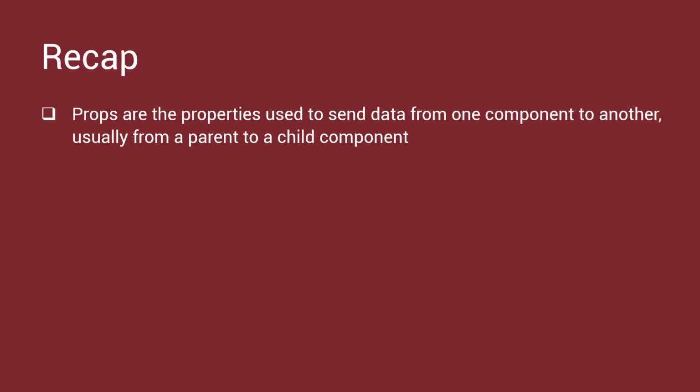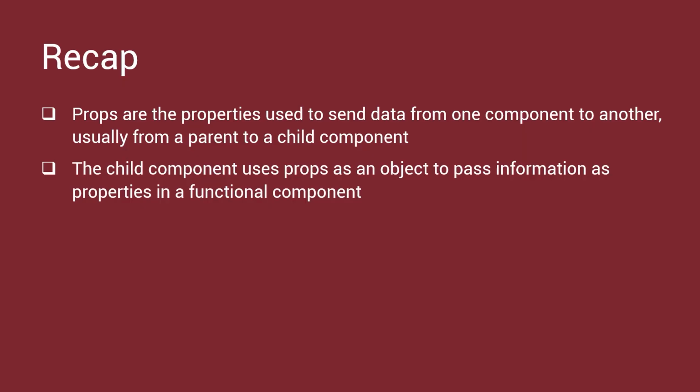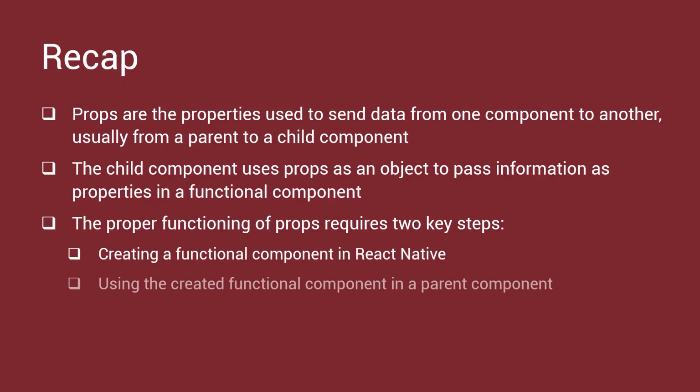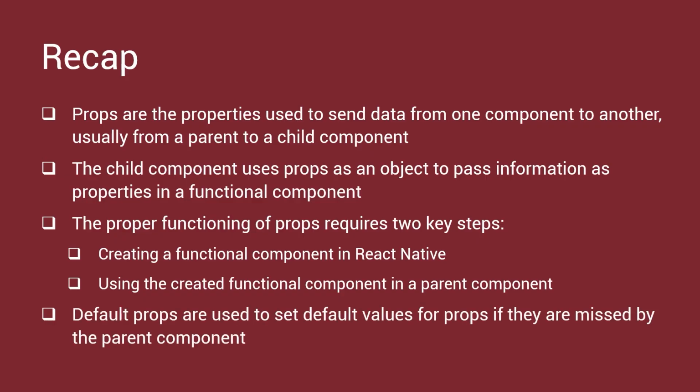In this video, you learned that props in React Native are the properties used to send data from one component to another, usually from a parent to a child component. The child component uses props as an object to pass information as properties in a functional component. The proper functioning of props requires two key steps: creating a functional component in React Native and using the created functional component in a parent component. Default props are used to set default values for props if they are missed and not passed by the parent component.